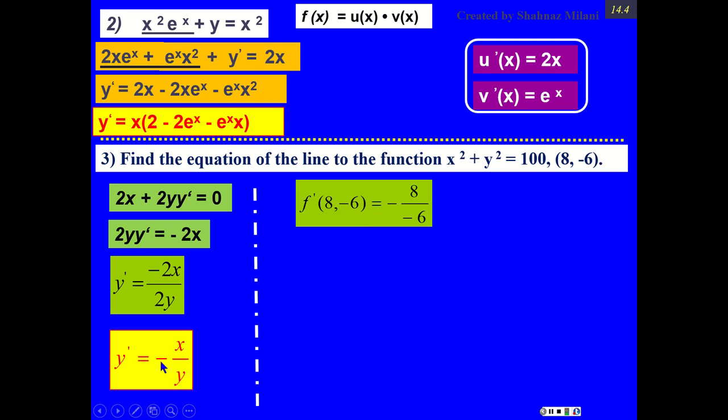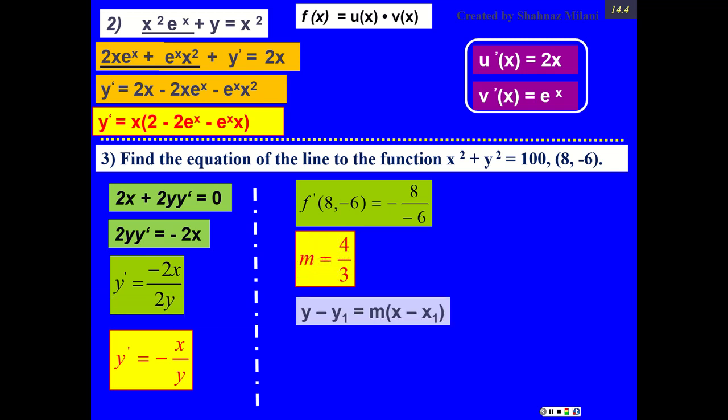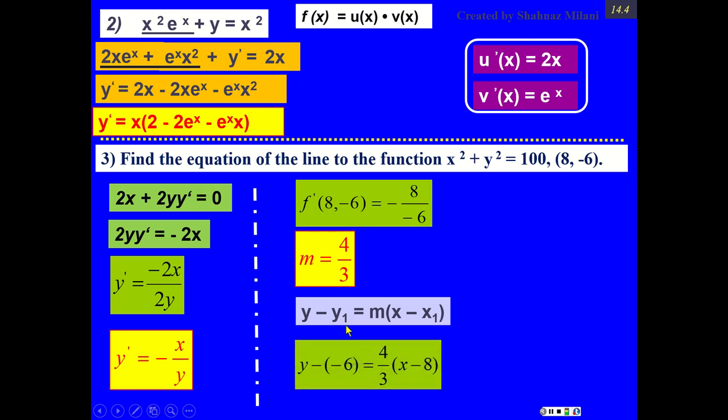Don't forget, do not lose this minus. Now here, this minus times this minus becomes positive. 4 divided by 6 is going to be 4 over 3. This is my slope. I do have the slope. I do have a point. Then I plug it in the point-slope formula, which is y minus y1 is equal to m times x minus x1. Then I do have x1, y1 from here. I do have my slope. I plug it in right here.